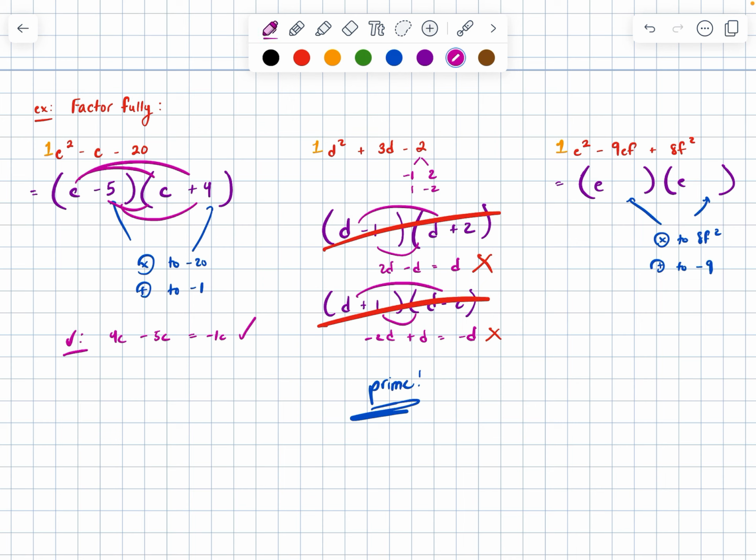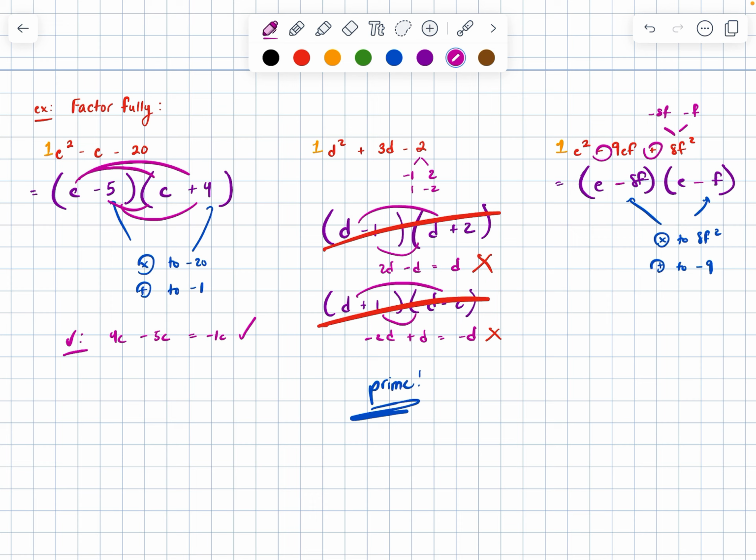Well, if I'm thinking of factors of 8f squared, it could be negative 8f and negative f. Thinking strategically, right, a positive number at the back tells me it's got to be either positive times positive or negative times negative. Knowing that I see that minus sign in the middle, it's got to be minus minus, e minus 8f and e minus f.